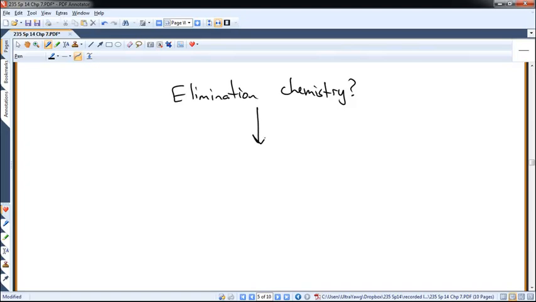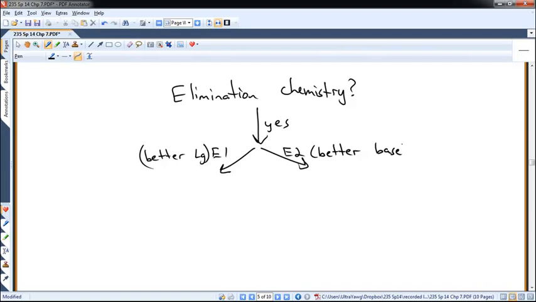If the answer is yes, now we have two options, right? We can do E1 or we can do E2, right? How do we know which one we're going to do? Do we have a better leaving group, or do we have a better base, right? Again, this is an apples to oranges comparison, because we're comparing the basicity of one molecule versus the leaving group of another molecule. So it's like two different things.